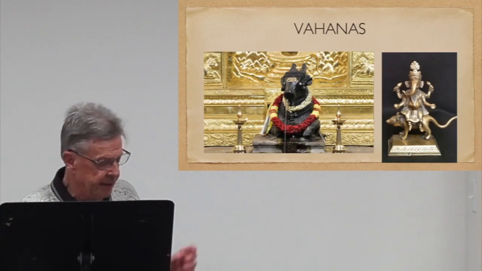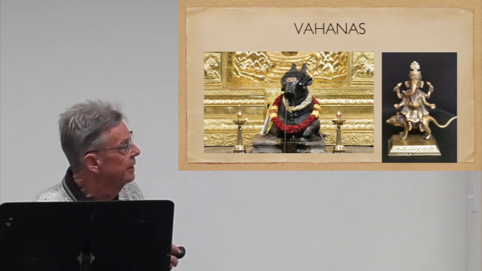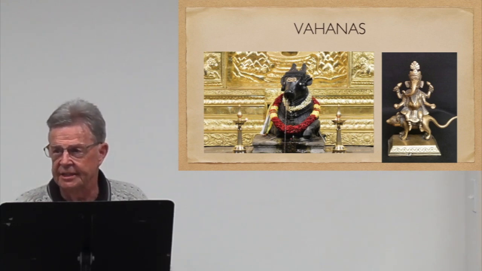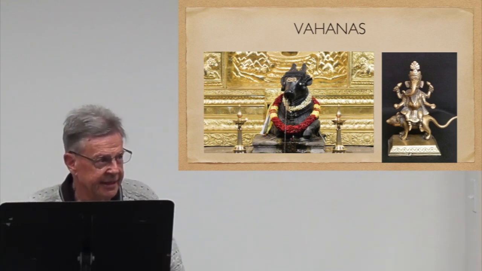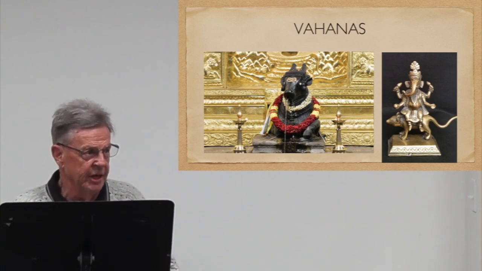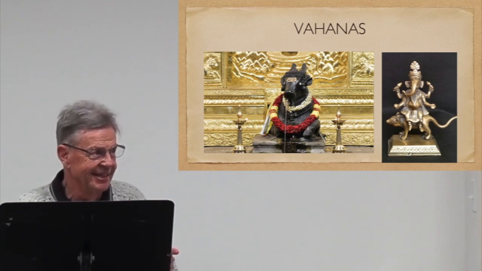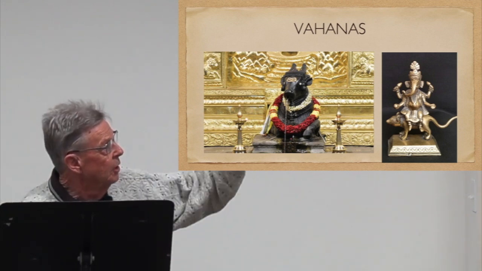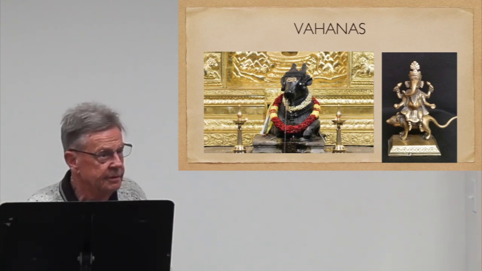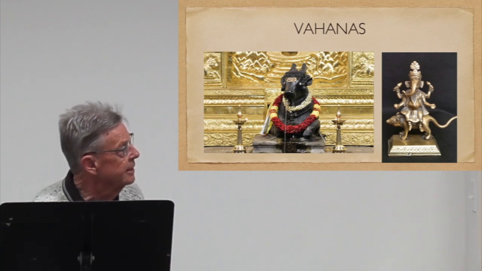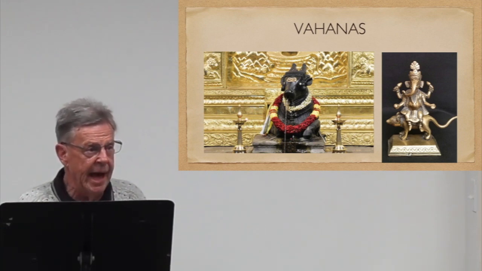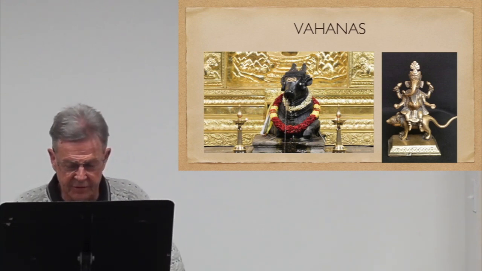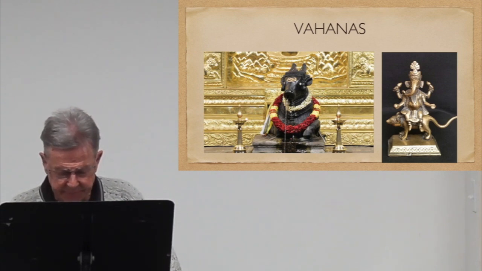Right outside the inner sanctum, you generally find these guys. They're known as vahanas, or vehicles. Every deity has its own vehicle that it rides on. Vishnu here has an eagle. The bull on the left is Shiva's bull. And on the right, that's Ganesh, the elephant, with the rat. So they all have their vehicles, or vahanas, that they travel on.